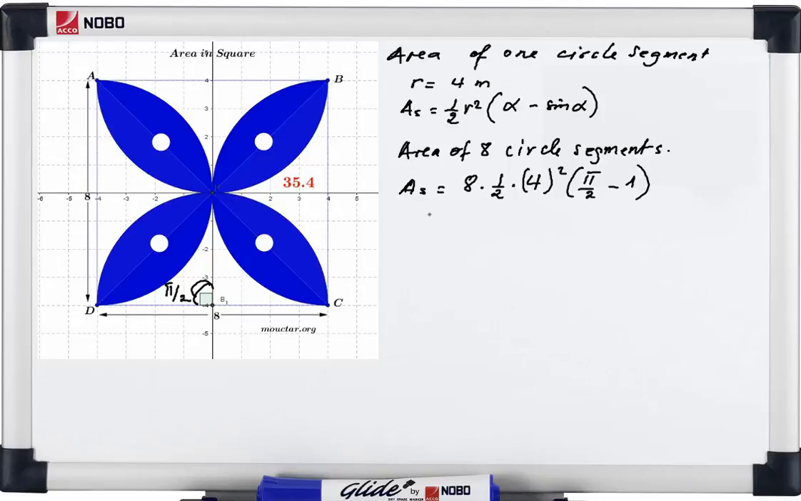And if we do simplifications here, we can say 8 divided by 2 is 4. 4 times 4 squared makes it 64, right? 64 times pi over 2 minus 64. Otherwise, it is equal to 32 pi minus 64. That is the area of the segments.